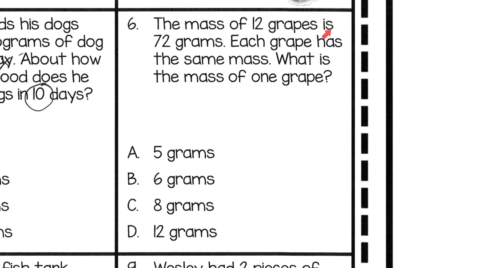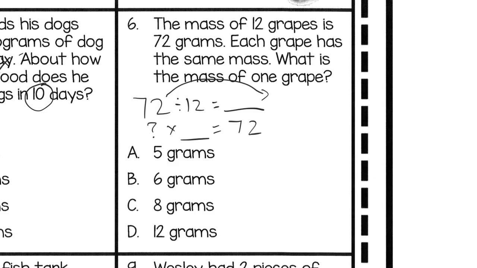The mass of 12 grapes is 72 grams. Each grape has the same mass. What is the mass of 1 grape? Oh, finally, we're back to division. It's been so long. So we're going to basically take that 72, divide it by 12 to get our answer. If we flip-flopped it, remember, we could always put that largest number on the other side of the equal sign. We'd have a 72. And then we could say, what number times 12 equals 72? And I'm going to let you solve that one on your own.